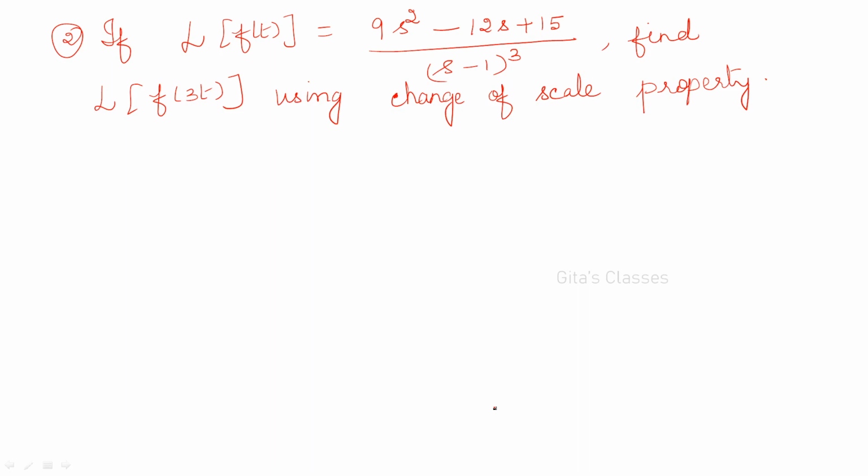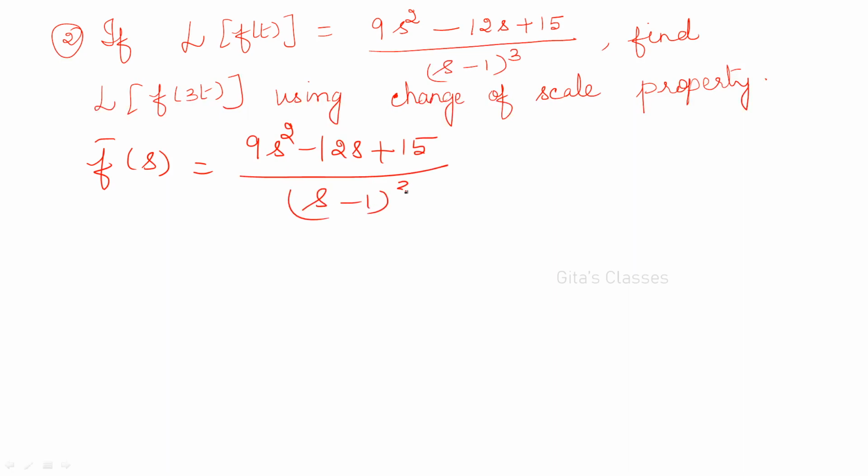So next problem, if L of f of t is equal to 9s squared minus 12s plus 15 divided by s minus 1 the whole cube, then find L of f of 3t using change of scale property. So given L of f of t, that is f bar of s, is 9s squared minus 12s plus 15 divided by s minus 1 the whole cube. So L of f of 3t is equal to 1 by 3 into f bar of s by 3.